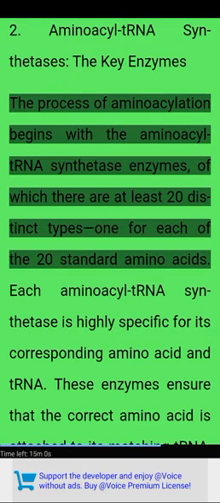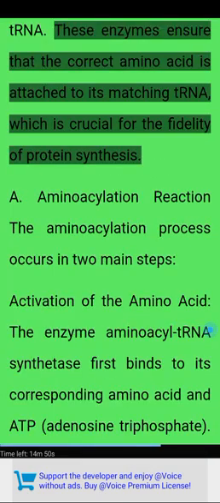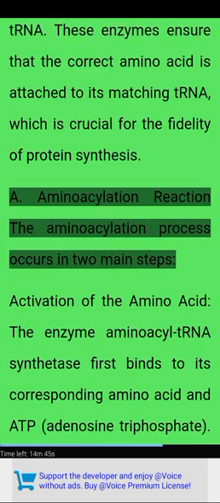The process of aminoacylation begins with the aminoacyl tRNA synthetase enzymes, of which there are at least 20 distinct types, one for each of the 20 standard amino acids. Each aminoacyl tRNA synthetase is highly specific for its corresponding amino acid and tRNA. These enzymes ensure that the correct amino acid is attached to its matching tRNA, which is crucial for the fidelity of protein synthesis. The aminoacylation reaction occurs in two main steps.